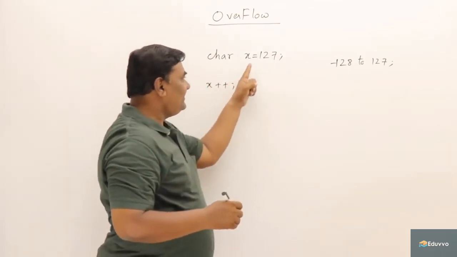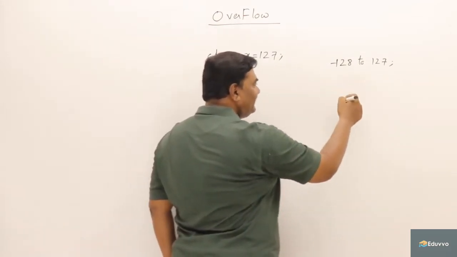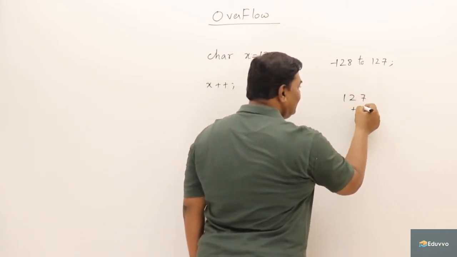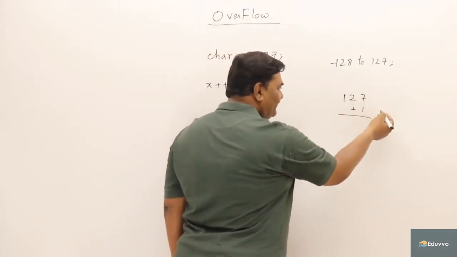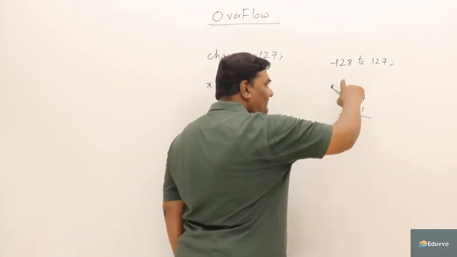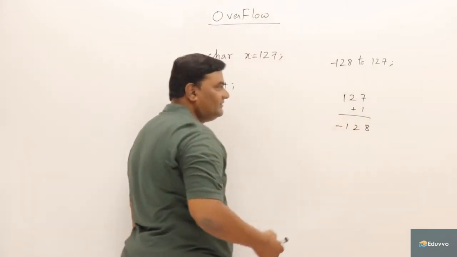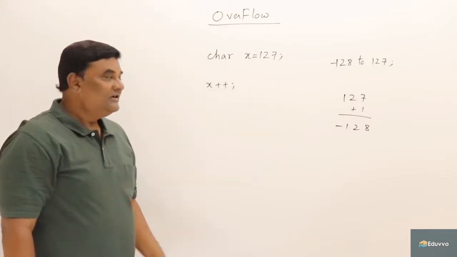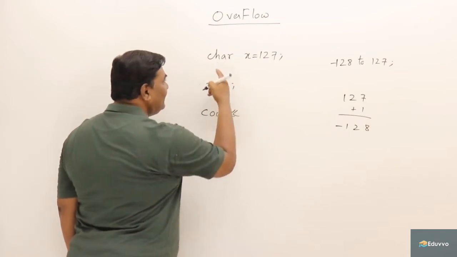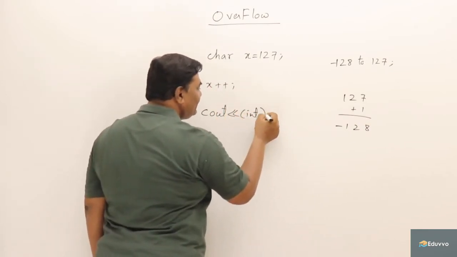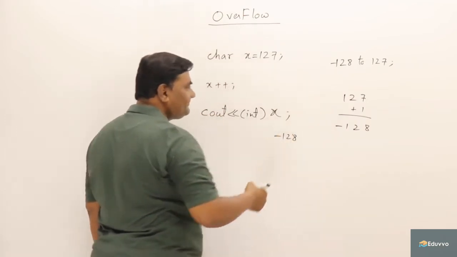This is the maximum value it is already having. If I say plus plus, then plus 1 is added to this 127. There is no capacity present, so there is no possibility of storing 128. It will come down to the next value in the beginning, that is minus 128. This is called overflow. If I say x plus plus and then cout x as a type integer, I'll get the result as minus 128.